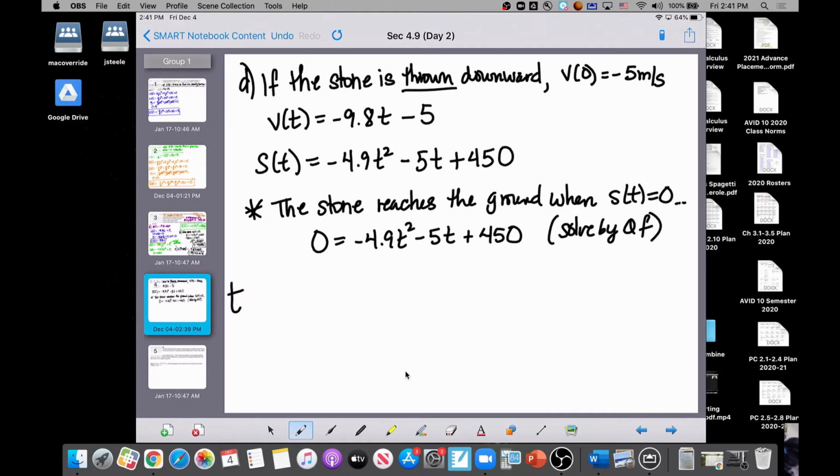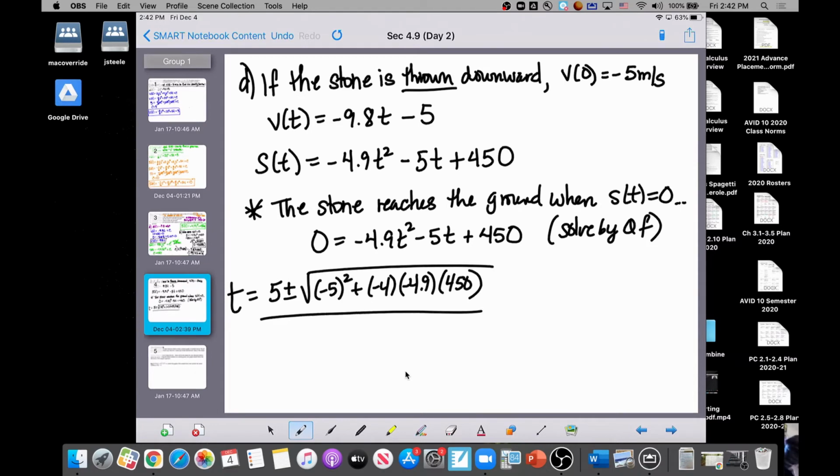This is not factorable, so we are going to solve by the quadratic formula. So t will be equal to the opposite of b, so positive 5, plus or minus the square root of negative 5 squared plus negative 4 times a, which is negative 4.9, times c, which is 450, all divided by 2 times a, which is negative 4.9. And then you grab your calculator.